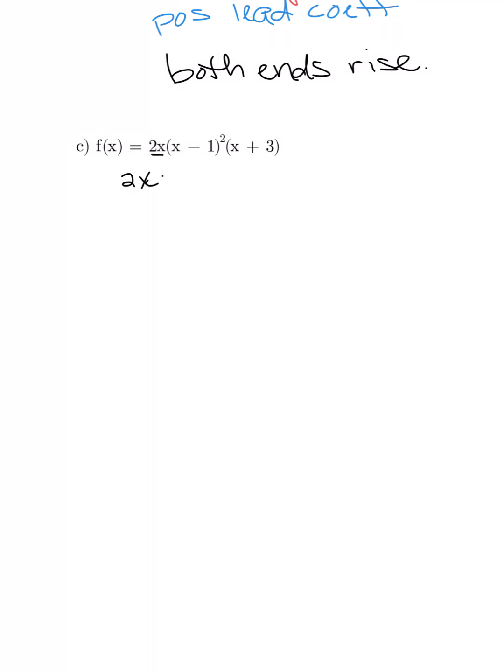times, if we did the FOIL on this whole quantity, the highest power would come from taking the x times x, which would give us an x squared. And then we would have to take it times the highest power of x that appears here, which is x to the first. If we multiplied that out, we would get 2x to the fourth.